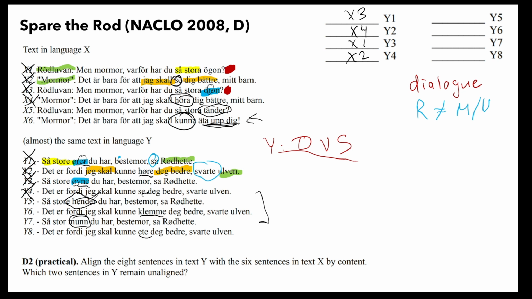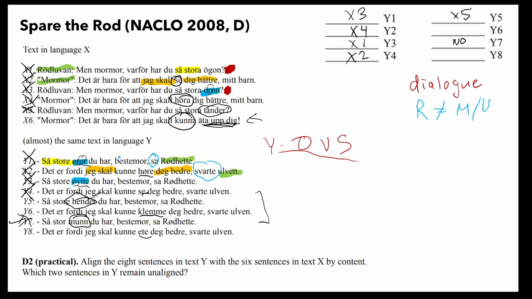So clearly, tänder, ender sound similar. Tänder, man don't sound similar. So we can just, based off that assumption, map X5 to Y5. Just based off the pattern that we've got. Okay? And so then that means that our last Rodlevan sentence over here, our Rodet sentence, Y7, does not have a match. No match. I forgot what the instructions were for that.